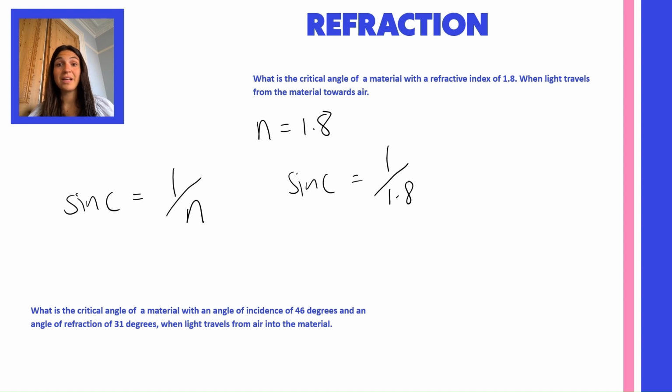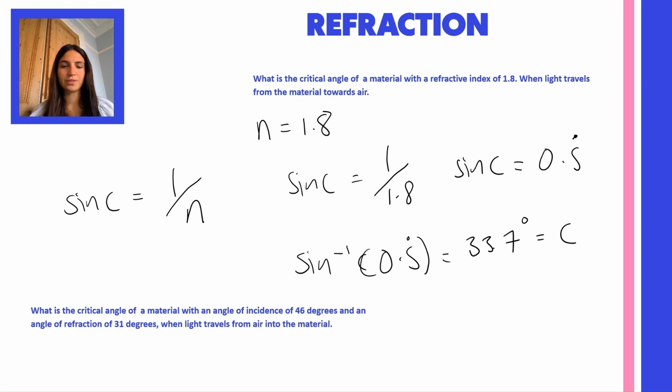If it were me, I would definitely do that calculation first. So I would do sine C equals, if I do 1 divided by 1.8 in my calculator, I get 0.5 recurring. And then just like the previous slide, in order to get C from sine C, shift sine on your calculator, 0.55555 brackets, and then that equals, well, 33.7 degrees, which is my critical angle.